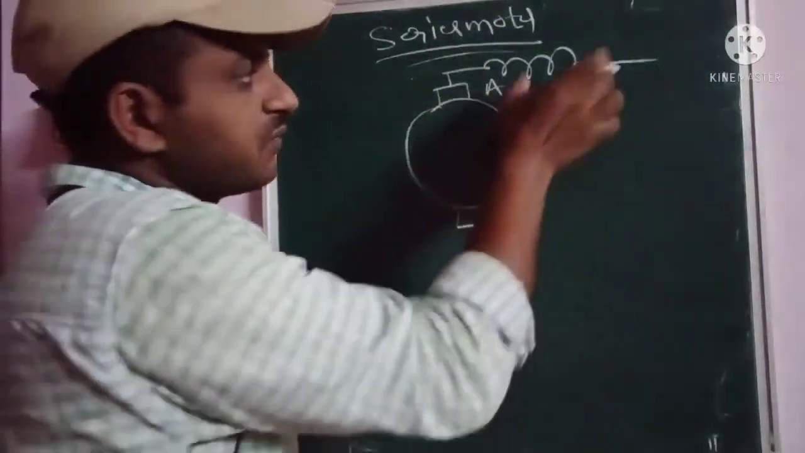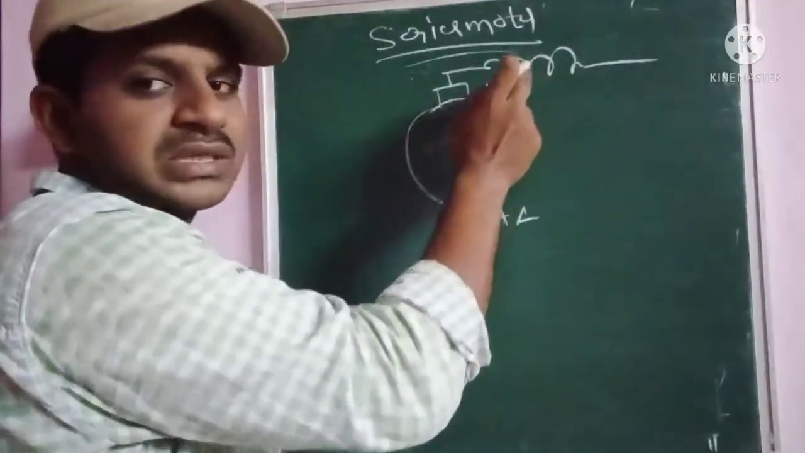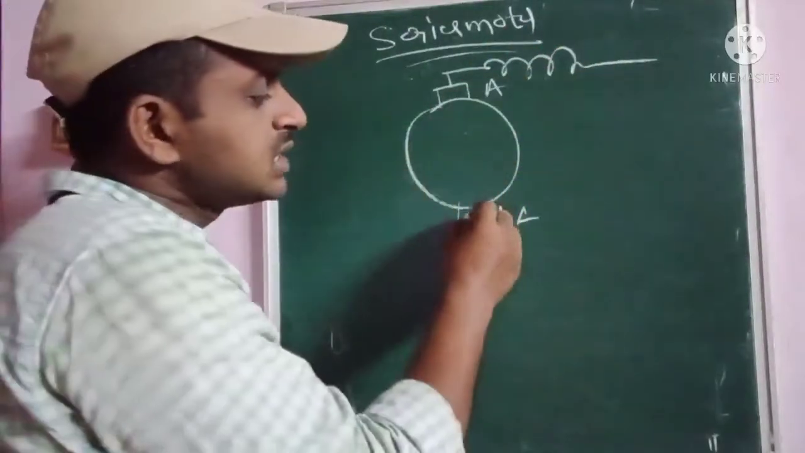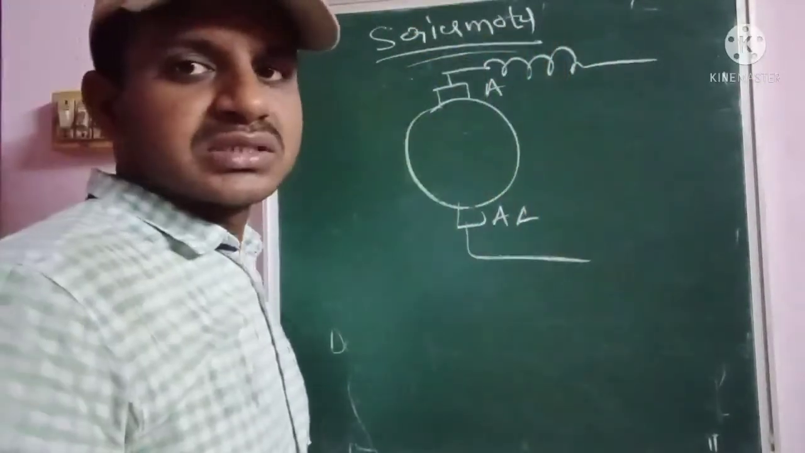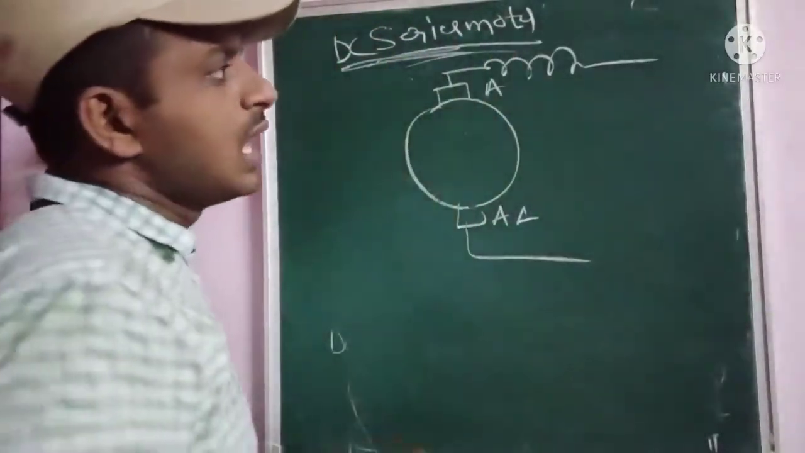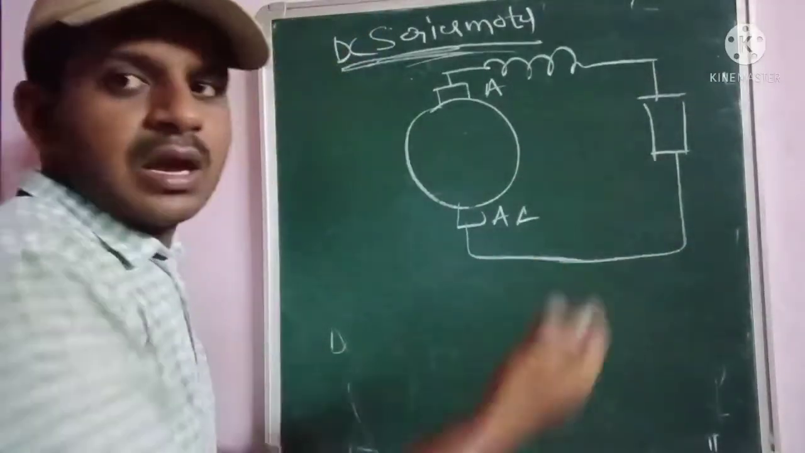So the field winding which is connected in series with the armature, when we connect it like this, is called a DC series motor. And also here we have to connect the load.